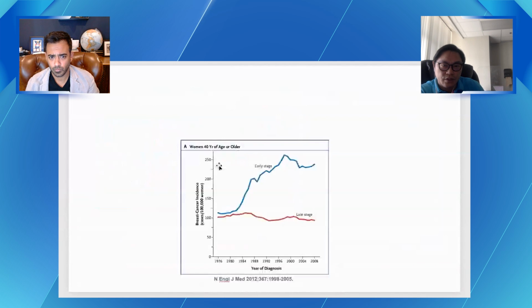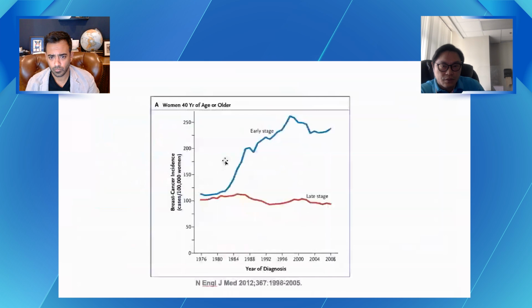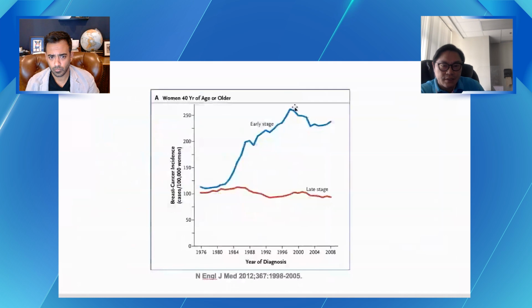So again, this is from the New England Journal. I'll blow this up a little bit. What happens is that when you do mammography, you pick up a lot of early stage cancer, but you don't decrease the number of late stage cancers. So you're picking up a lot of DCIS, stage 1 cancers, that would have never progressed. Your immune system would have kept it in check, or it eventually would have been picked up. You're not reducing the number of late stage cancers, which is the women who die. You need to see this number go down in order to see a benefit.